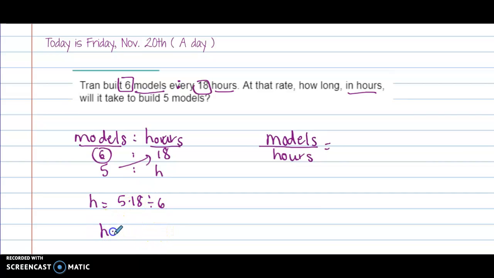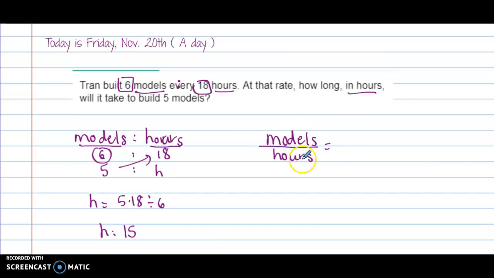It will take him 15 hours to build 5 models. And that kind of makes sense too. If he builds one more, it takes just a little longer, so one less should take a little less.